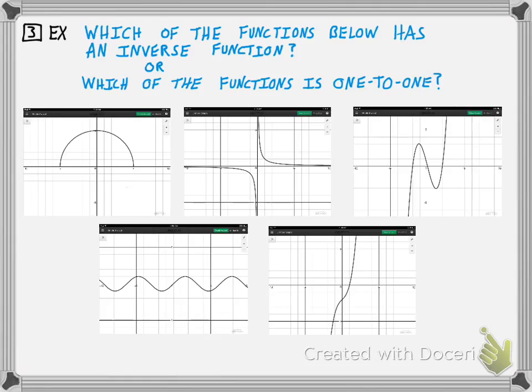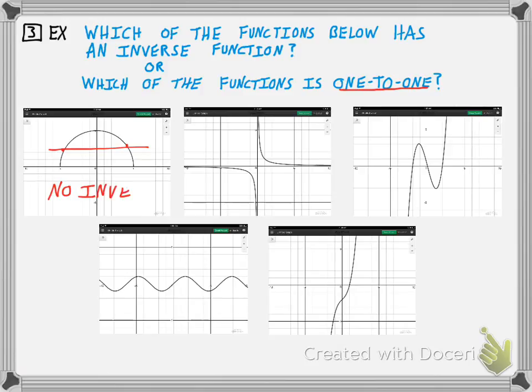Okay, box 3 is an example. We're going to look at 5 different graphs and determine which of them have functions, which of them have inverse functions. The same way of asking that question would be which of the functions is one-to-one. So while this looks like 2 different questions, it's the same question. Alright, so again, all I'm going to do is apply the horizontal line test. In my first graph here, this is a semicircle. I can definitely draw a horizontal line that crosses more than once, so that has no inverse.